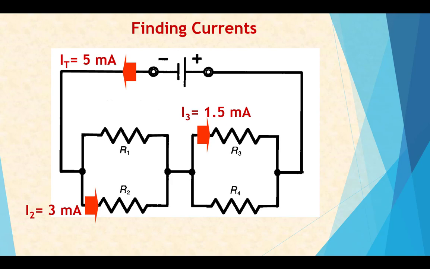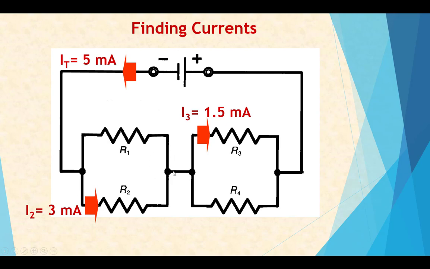Finding currents. 5 milliamps leaving the source, which means there's 5 milliamps returning. And that 5 milliamps is going to get split inversely proportional. It started out as 5, and there's more than half of it going this way. So that tells me right there that this resistor is smaller than this one. But more specifically, I can see that I start out with 5, and I have 3 going this way. What has to be going this way is the other 2. So 2's going this way, 3's going this way.